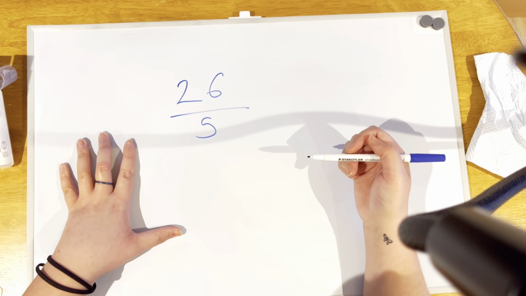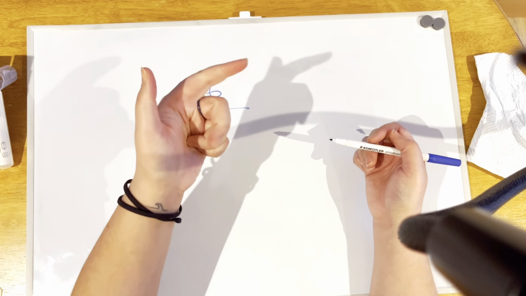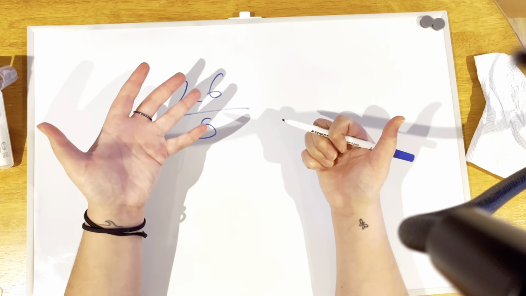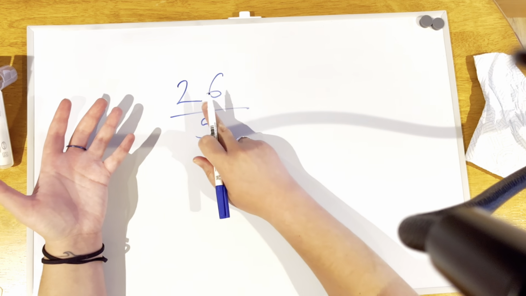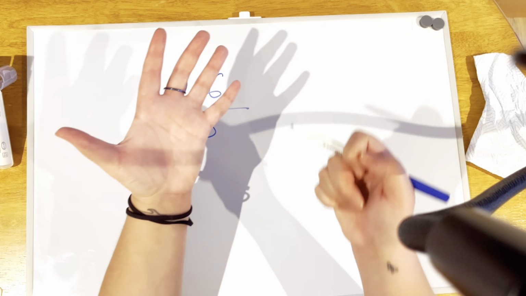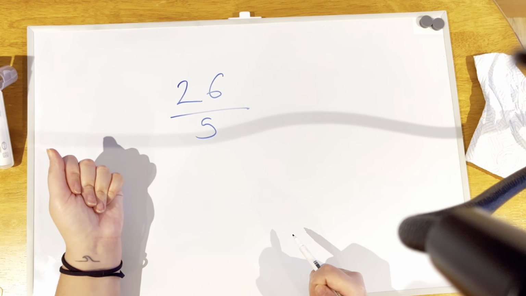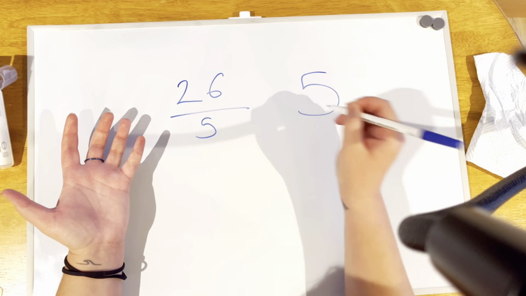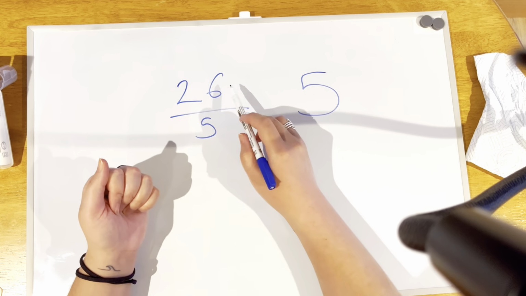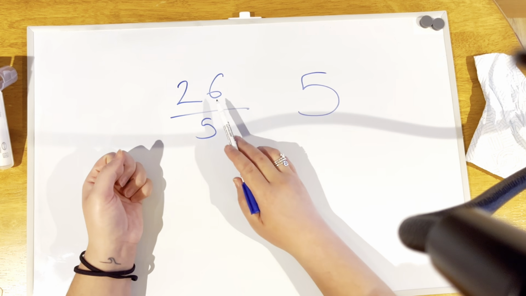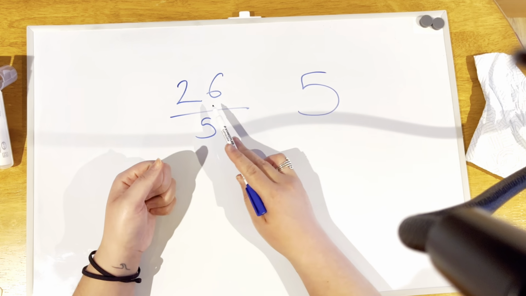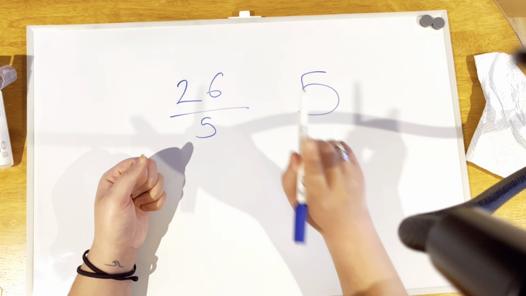Well, think of my 5 times table. 5, 10, 15, 20, 25, 30. Oh, well, I can't do 30 because I don't have 30. It can't be bigger than my number, so I need to go back one to 25. So it goes in 5 times. Did I land exactly on 25 though? No, I didn't. How many more have I got? 25, 26. I've got one more.